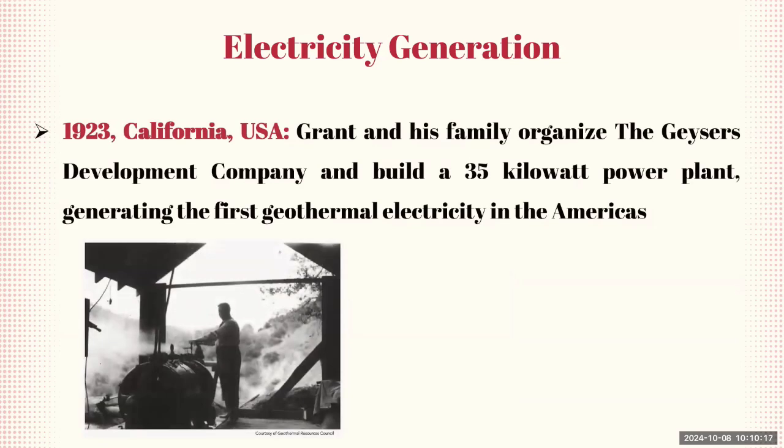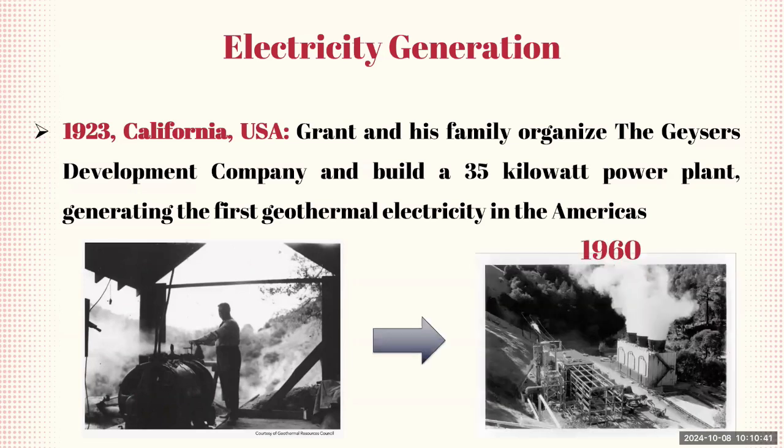In 1923, in California, USA, Grant and his family established the Geysers Development Company and built a 35 kilowatt geothermal power plant. This plant generated the first geothermal electricity in America, making a significant milestone for geothermal energy in the Western Hemisphere. By 1960, the Geysers had grown into a large-scale geothermal power plant, becoming one of the largest geothermal fields in the world. This development highlights the expanding potential for geothermal energy outside of Europe.